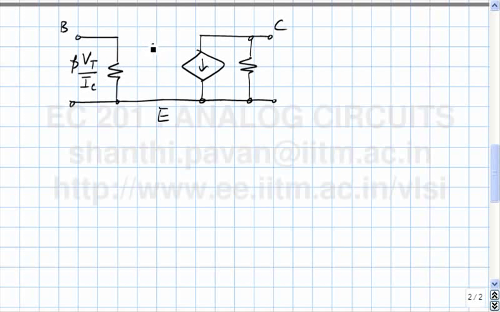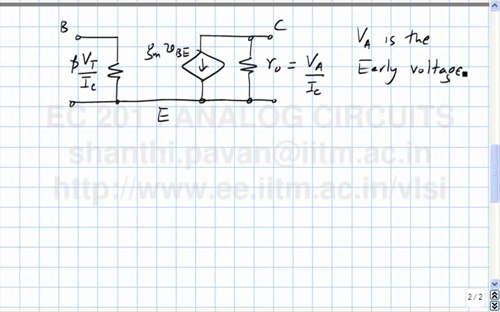This is a current controlled current source of value Gm times VBE, where VBE is the incremental voltage between the base and the emitter, and this is an output resistance which is of the form VA by IC, and VA is called the early voltage. And what is the value of Gm itself? It's IC by Vt, obtained by differentiating the relation between the collector current and the base emitter voltage.